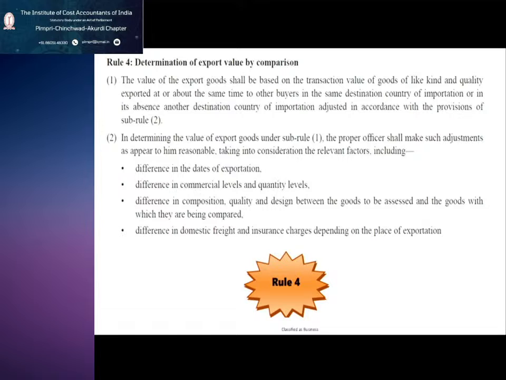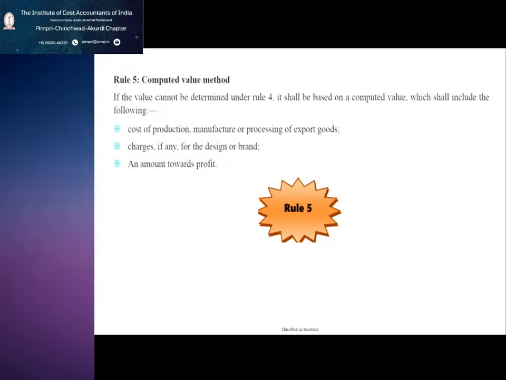So what is the difference in the date of exportation, commercial levels and quantity levels, composition, and the domestic freight and insurance charges. So this has been covered under Rule 4. Again we will be seeing this Rule 4 while computing the problems.